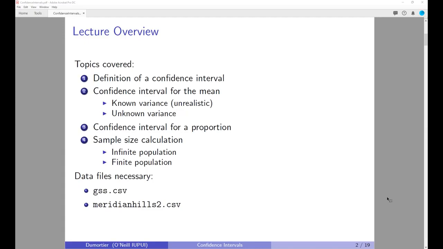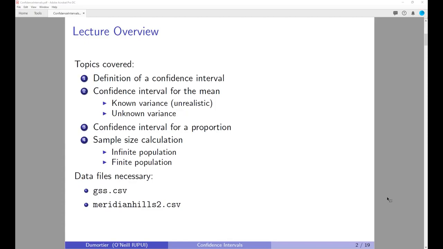We are then going to move on to the confidence interval for a proportion. A proportion means that suppose you want to calculate the number of people who are going to vote for the Democratic candidate. That would be a proportion. And then finally, we are going to look at sample size calculations. We are going to look at the calculation of a sample size if the population is infinite or very large, and the calculation of the sample size if the population is finite.